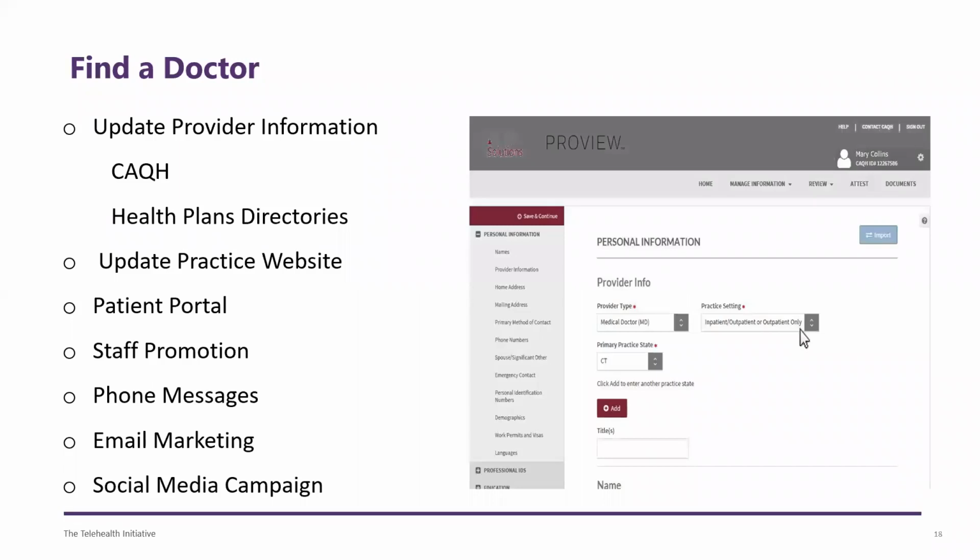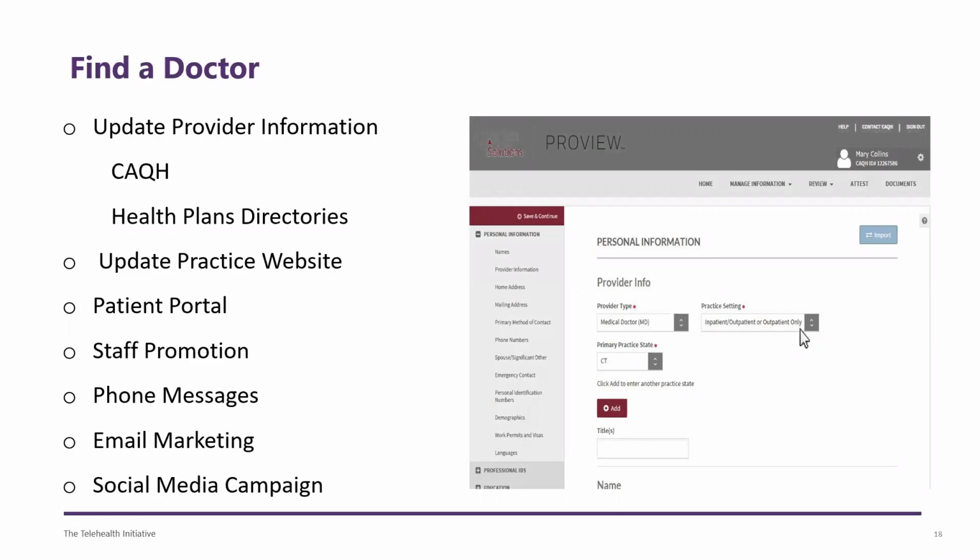If you decide to continue offering telemedicine post-COVID, it is important to think about how your existing patients would know this service is offered. Simple marketing techniques can be used to launch any new service line, and we'll touch upon these during the next webinar. Examples of these would be updating your provider information, either by adding the information in CAQH or health plan directories. For instance, when we talked to Blue Cross Blue Shield here in Massachusetts about the project, they advised all our practices to add telemedicine offering in the provider directories.